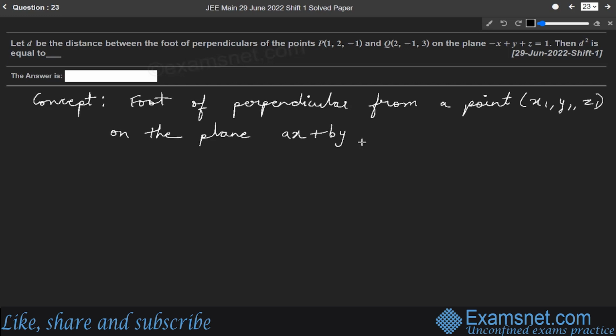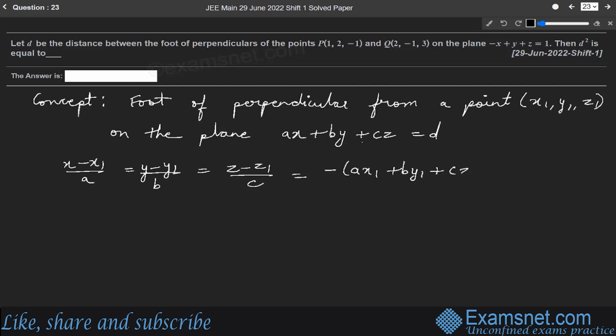ax plus by plus cz is equal to d is always given by x minus x1 upon a is equal to y minus y1 upon b is equal to z minus z1 upon c. It is equals to minus of ax1 plus by1 plus cz1 minus d whole divided by a square plus b square plus c square. All right. So this is the basic concept that we have to use for this question. Now coming to the solution part.